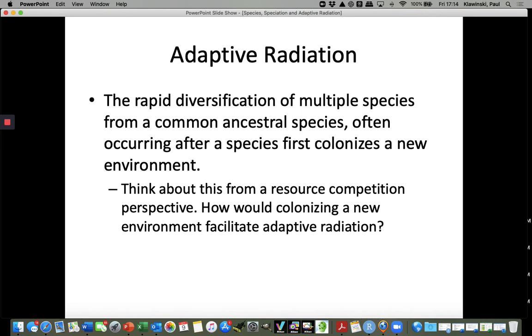But however it goes about it, speciation can result in adaptive radiations. Adaptive radiation is the rapid diversification of multiple species from a common ancestral species, often occurring after a species first colonizes a new environment.